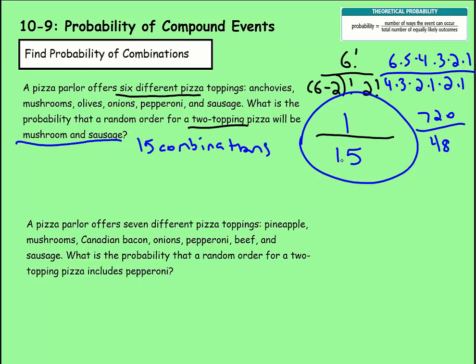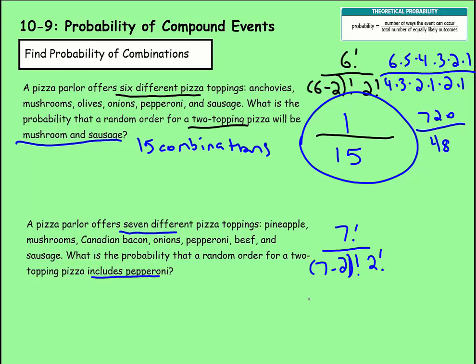Let's try this one then. A pizza parlor offers 7 different pizza toppings: pineapple, mushrooms, Canadian bacon, onions, pepperoni, beef, and sausage. What is the probability that a random order of a 2-topping pizza includes pepperoni? Well, if we're doing our formula again to find combinations, remember it's the total number that you can choose from, so that's 7. So we have 7 factorial on top. Then in here we have 7 minus the total in the group, which would be a 2-topping order again, so 7 minus 2 factorial times 2 factorial.